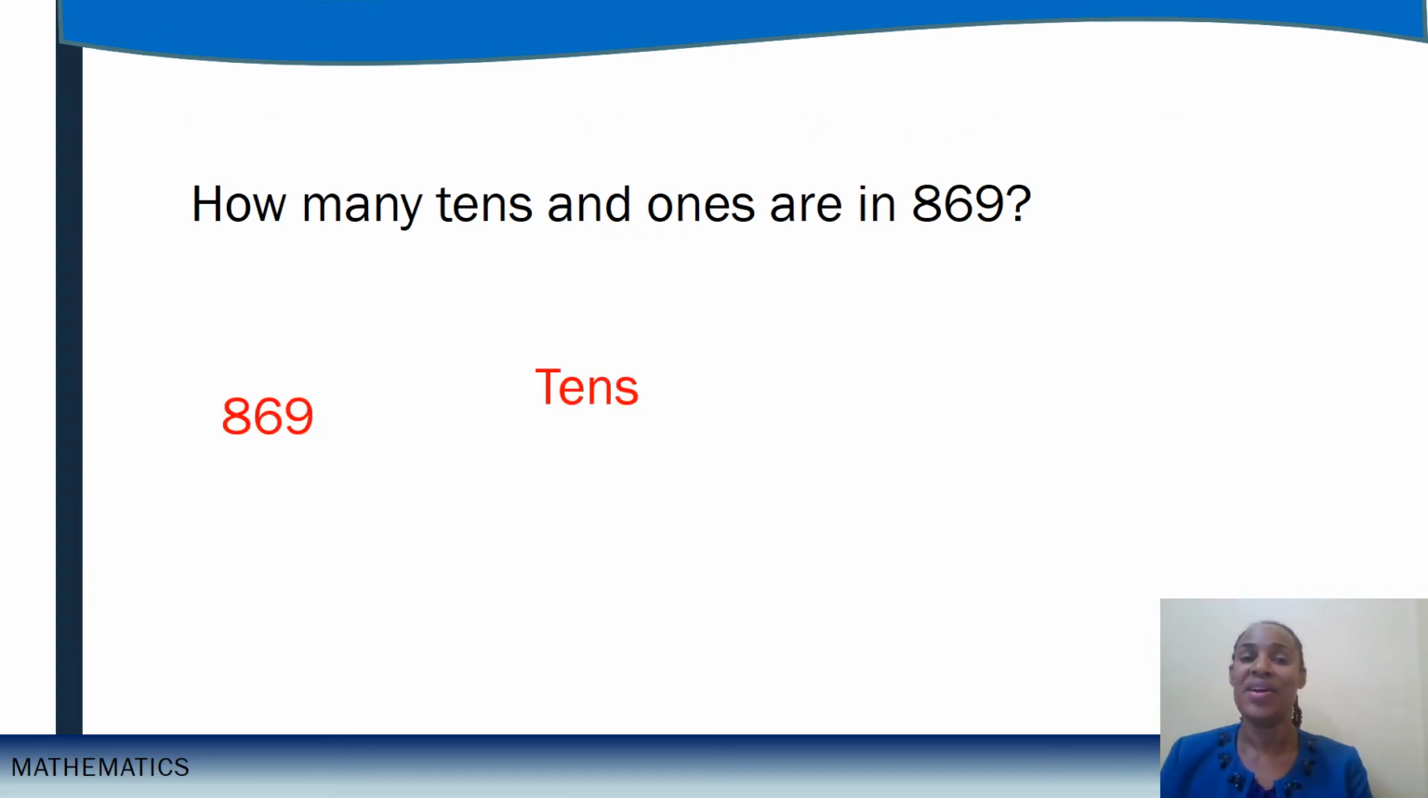Boys and girls, here is your next question. Read it with me. How many tens and ones are in 869? Again, how many tens and ones are in 869? Are you ready with your answer, boys and girls? Let's look at the number again. 869. If you said there are 86 tens and 9 ones in the number 869, that is correct.